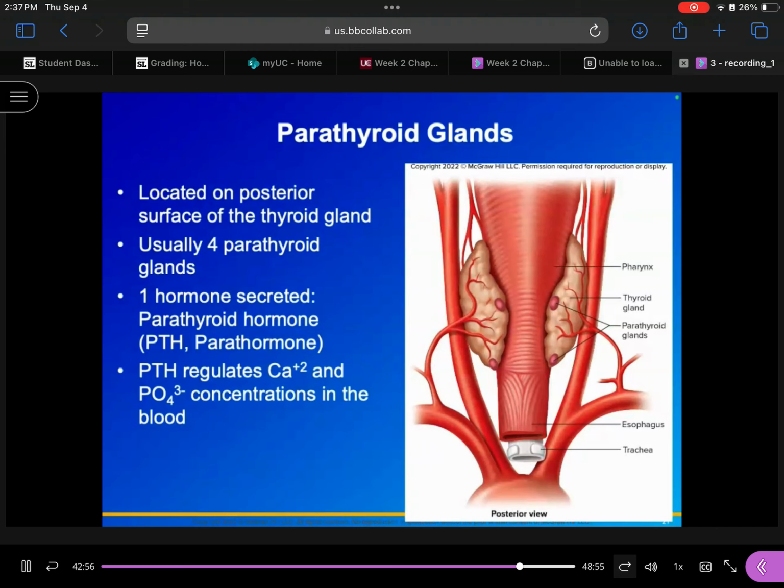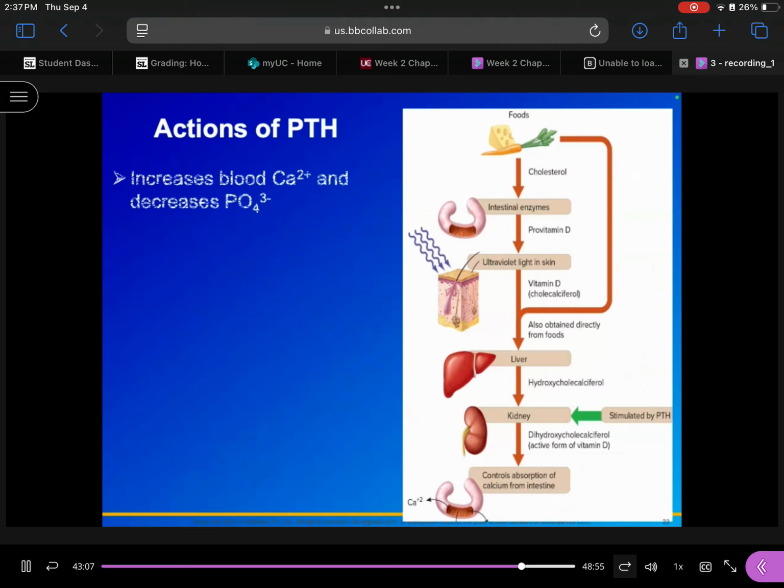Muscle movement, muscle contraction, also nervous impulses. That's going to be driven by calcium. So bones are important, but your body's going to prioritize being able to move and using the nervous system prior to that. All right, so other actions.